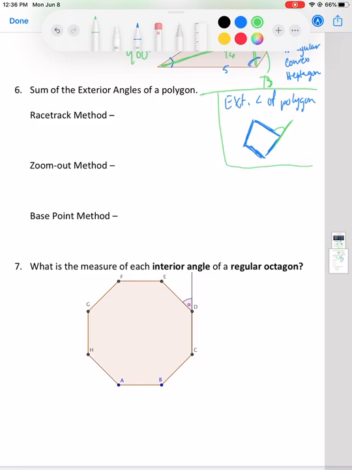But the racetrack method of discovering the sum of the measures of the exterior angles goes like this. So I'm going to draw a figure, a random polygon. Okay, this is a random pentagon. Extend the bases.